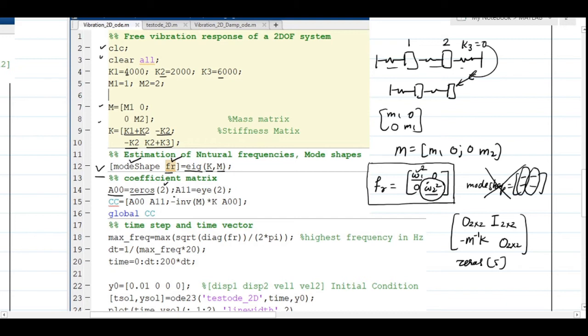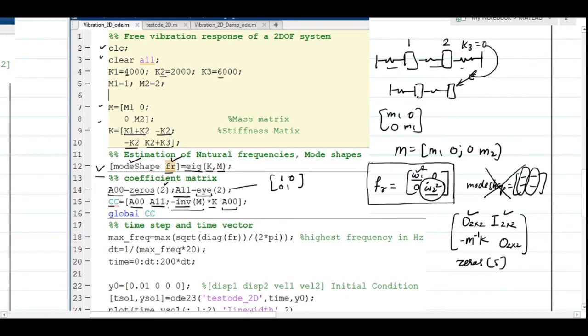Similarly, this A11 is going to create an identity matrix, and for that the command is EYE. So it will give you a matrix having 1 0 0 1 values. Then CC stands for the coefficient matrix, and you can see this A00 corresponds to this term, A11 corresponds to this term here. Then I am having inverse M, this INV again a standard MATLAB command, multiplied with the K matrix, and finally again I am having the null matrix.